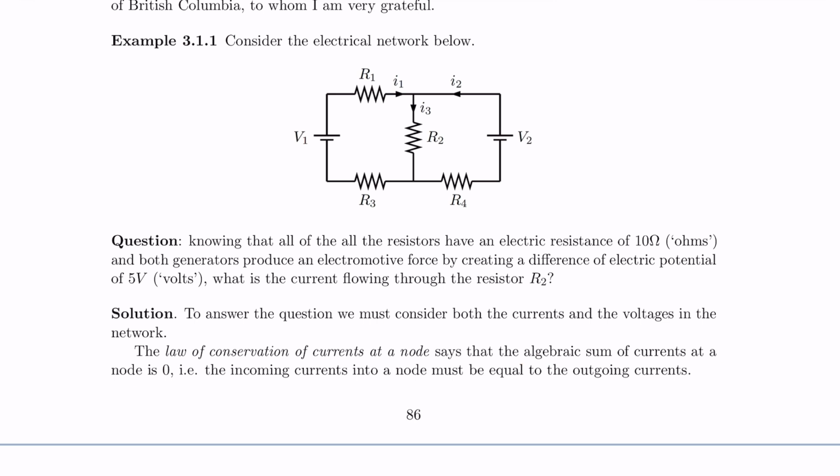which means that the incoming currents into a node must be equal to the outgoing currents. If we consider this node here, the law of conservation of currents says that I1 plus I2 must be equal to I3. That is, I1 plus I2 minus I3 is 0. I reported this equation in the next page.